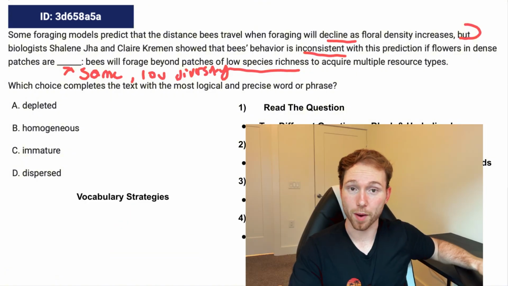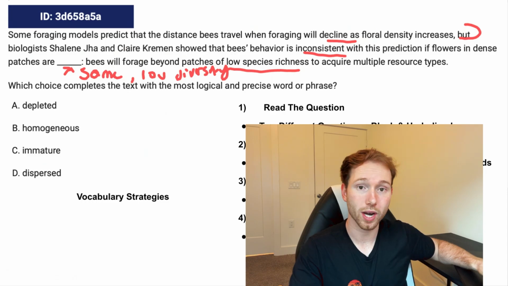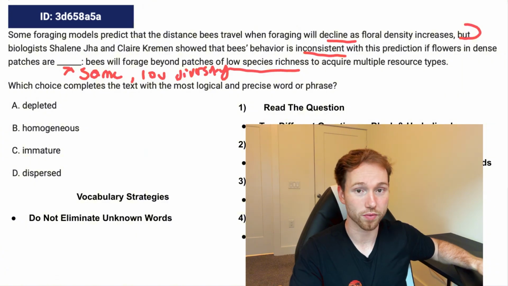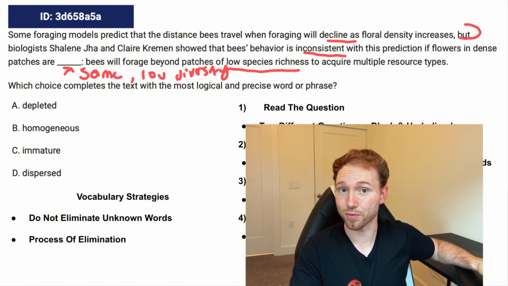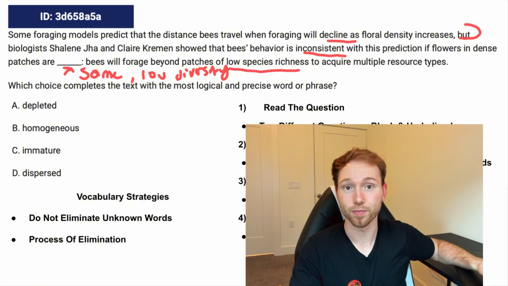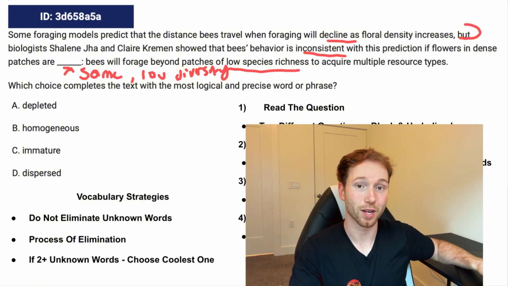Since this is a harder vocabulary problem, we're going to need to use our vocabulary strategies. Number 1 is don't get rid of unknown words. So if you don't know what a word's definition is, that does not mean you should get rid of it. Because through process of elimination, we might know what the other 3 definitions are for the other 3 answer choices. And if we can find out whether they're wrong, we know to choose the unknown word. And if you're between 2 unknown words, pick the one that sounds the coolest and move on. Save that time for problems you have a higher percent likelihood of getting right. So let's go ahead and use these strategies on this problem.